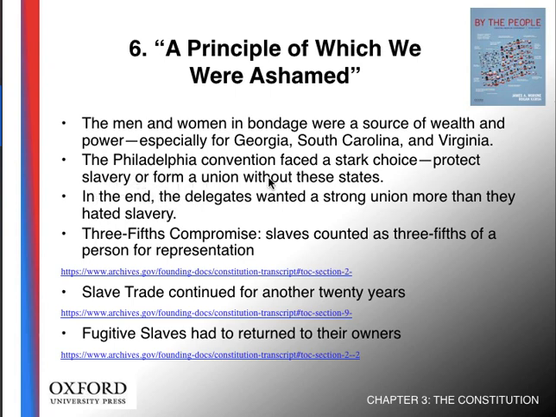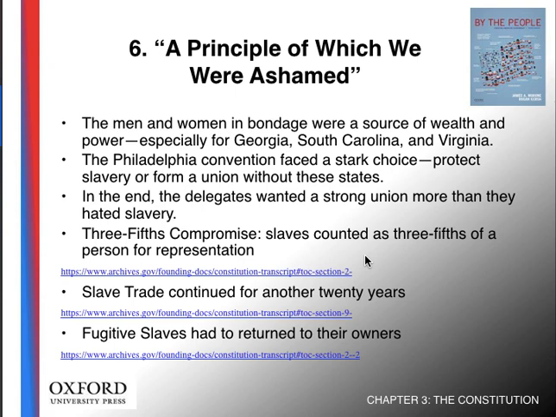At the Constitutional Convention, they faced a very strong problem. The South wanted to protect slavery, but the North and all of them still wanted to form a union. So they had to figure out how they could negotiate a couple of the problems. The first one being how to count the representation.